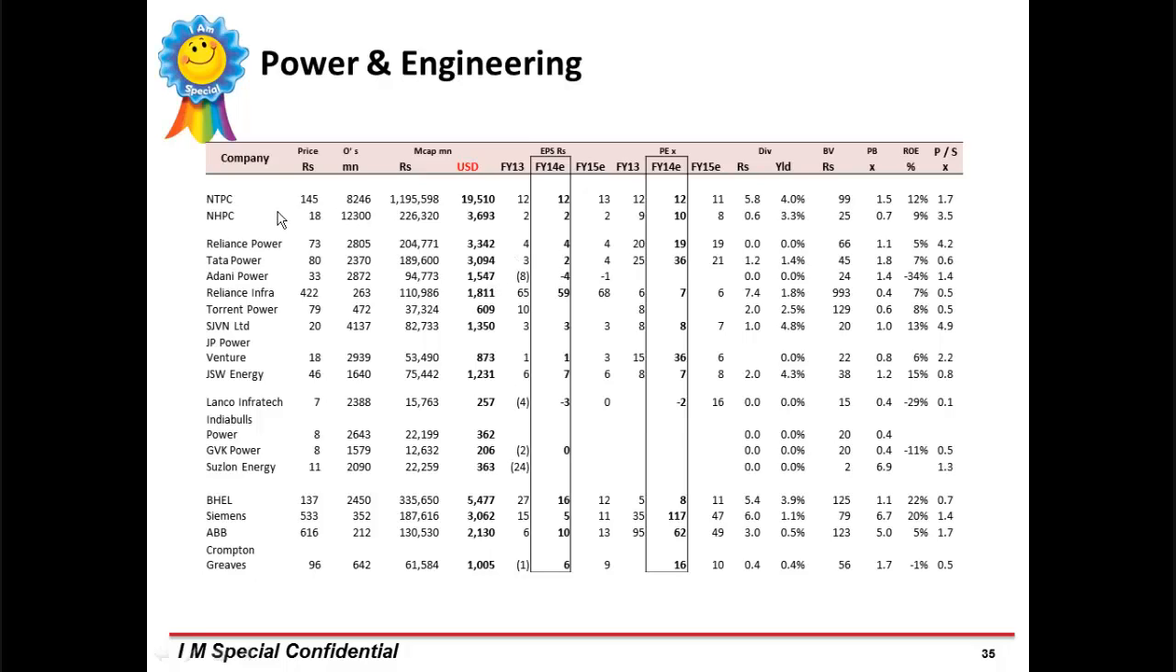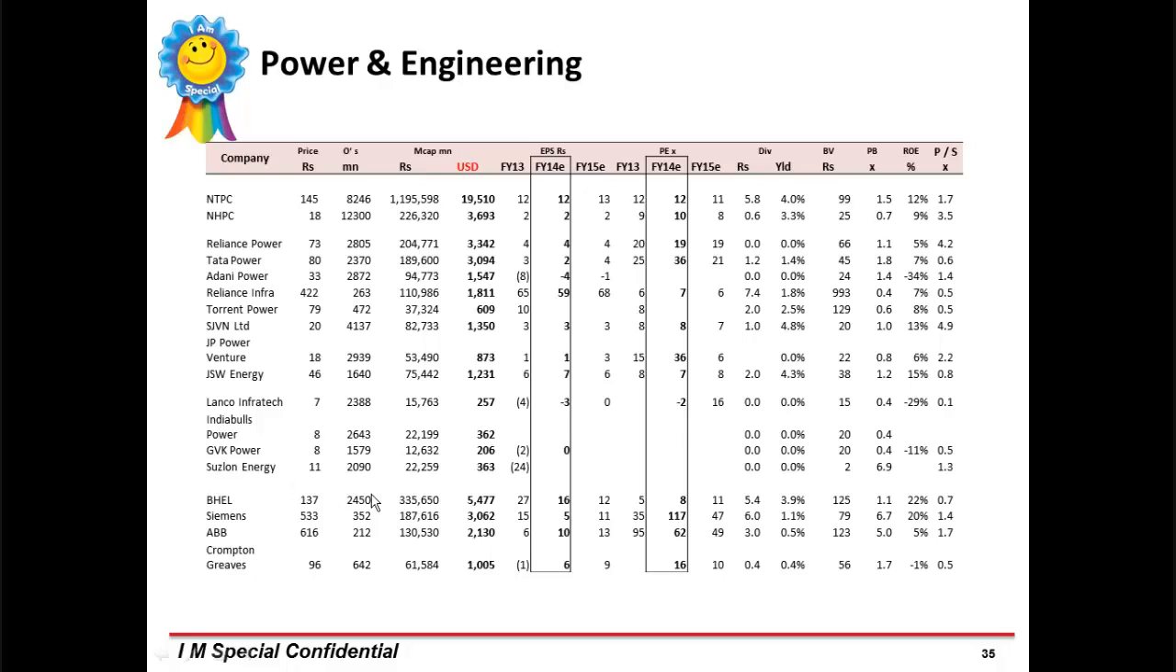Similarly, we have two state public sector undertakings, NTPC and NHPC. See, when the sector is in deep difficulty, all the good companies also get affected. NTPC is India's largest power utility, 40,000 megawatt. It is one of the most efficient and well managed companies, not only in Asia but one of the best in the world. But when the sector is down, even these companies don't get valuation. It is valued at 12 PE, 1.5 times price to book, and of course the ROE is also low, 12%.